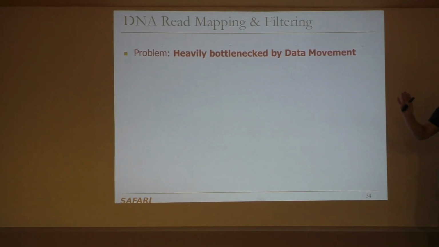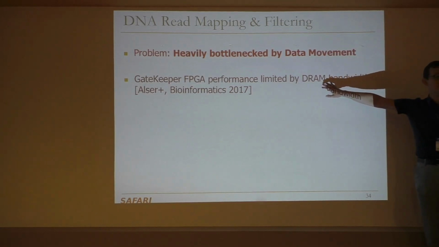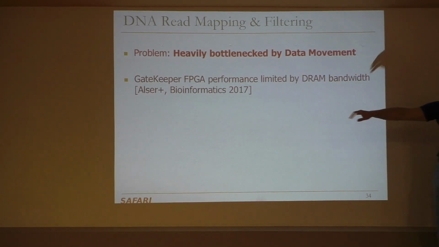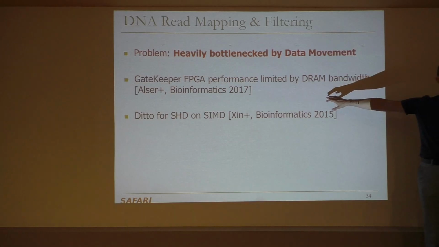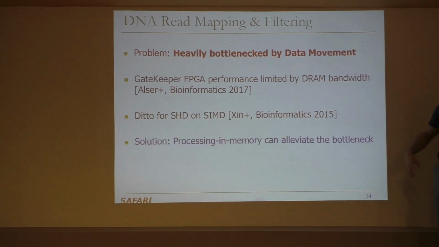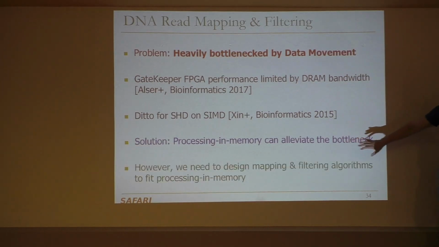So why am I telling you all of this story? Basically, in all of these explorations, whenever you optimize a software, in the end the problem becomes heavily bottlenecked by data movement. We saw this in the FPGA, for example, the GateKeeper that I mentioned briefly. Its performance is limited by DRAM bandwidth. That's true even for the SIMD instructions, the shifted Hamming distance work that I mentioned. So a good solution going forward, in my opinion, is to process data inside the memory or close to the memory so that you don't have this bottleneck.